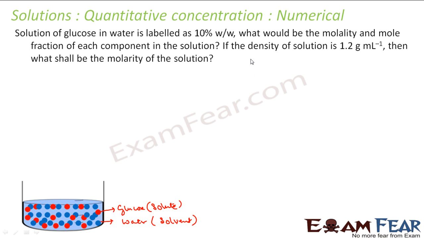10% weight by weight. The moment it says 10% weight by weight, you have to assume let the total mass of solution be 100 gram. So the mass of glucose solid will be 10% of 100 gram, that is 10 gram, and the mass of solvent will be 100 minus 10, that is 90 gram. That is the first thing that should come to your mind.